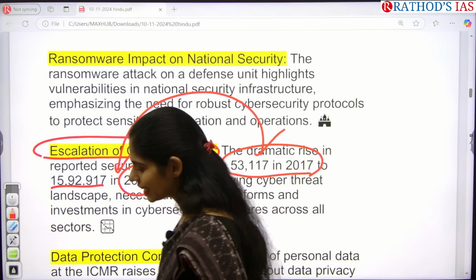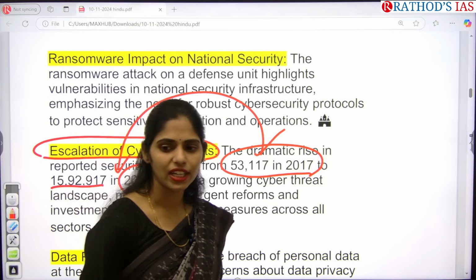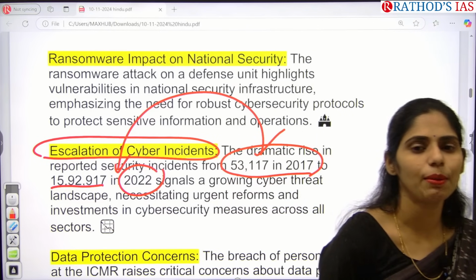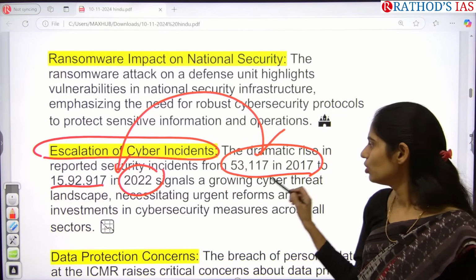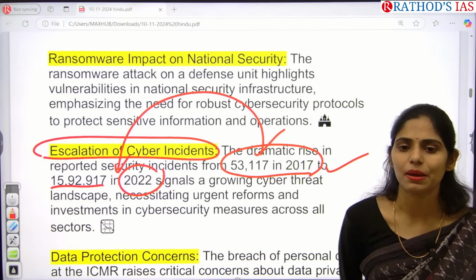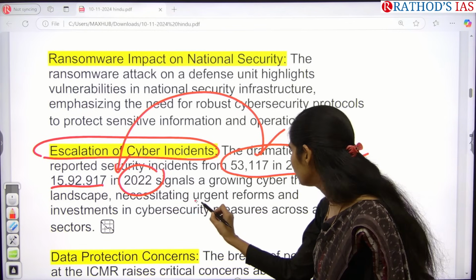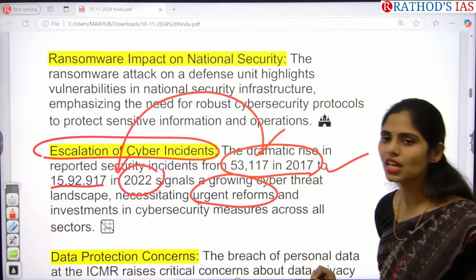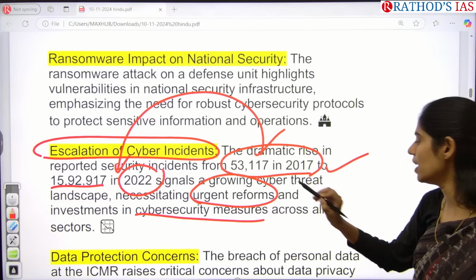So we can understand that because of the increase in science and technology, we are not only having the positive things, we are also having the negative things. So whenever you are writing about the disadvantages of the improvement of science and technology, you can add this data on the escalation of cyber attacks. Because of this, this article is saying that we need some urgent reforms and we need to invest in cyber security measures as well.